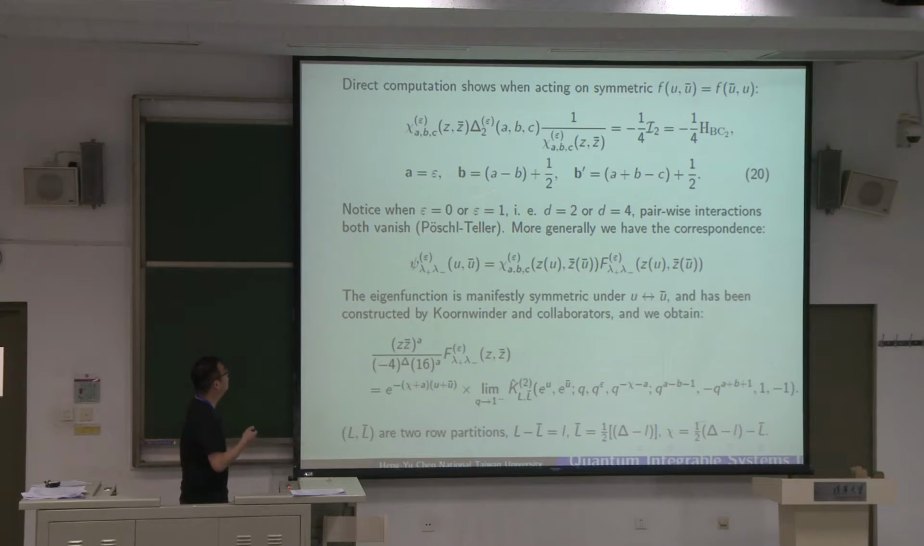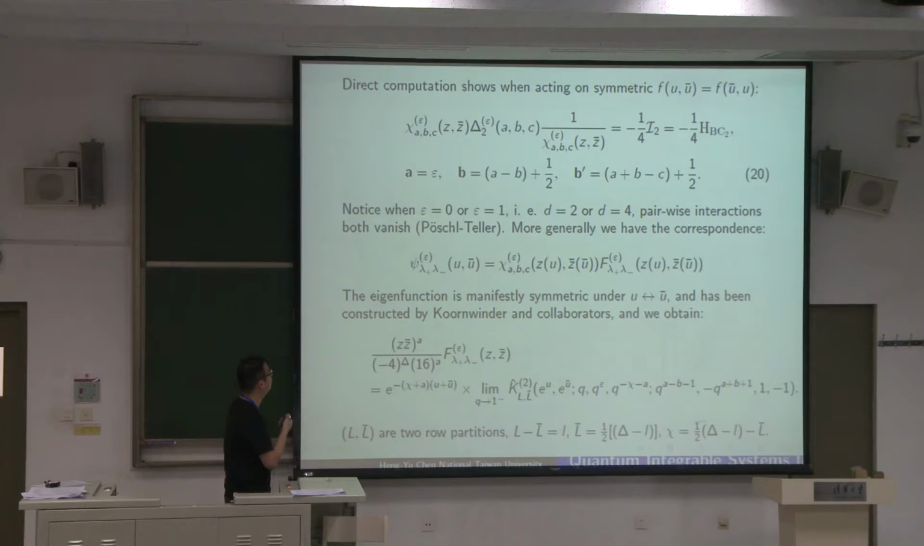And with this, you can show that if you sandwich this quadratic Casimir operator in between those two guys, then you can identify its action on the conformal block, which is symmetric under the U and U bar exchange. It's actually just given by the hyperbolic Calogero-Sutherland Hamiltonian. And here you need to identify the parameters on both sides.